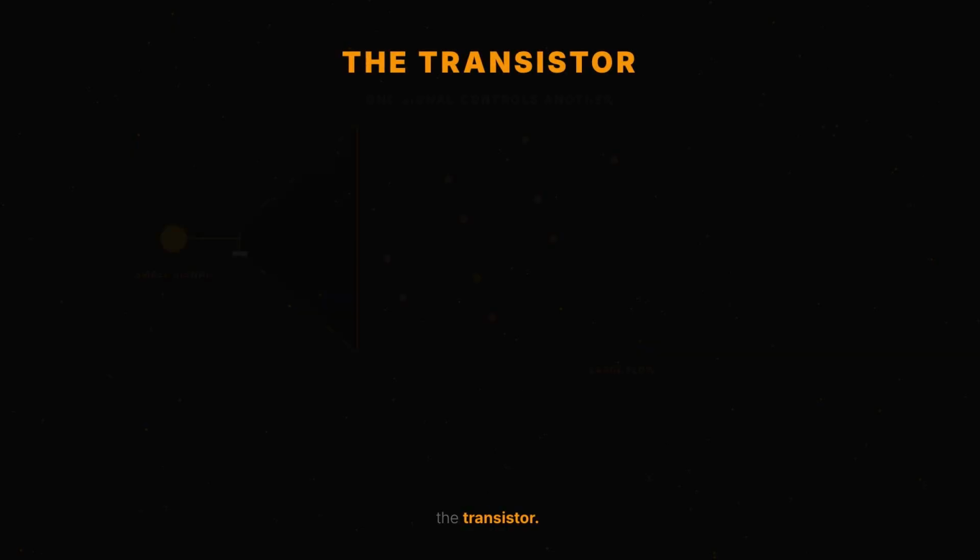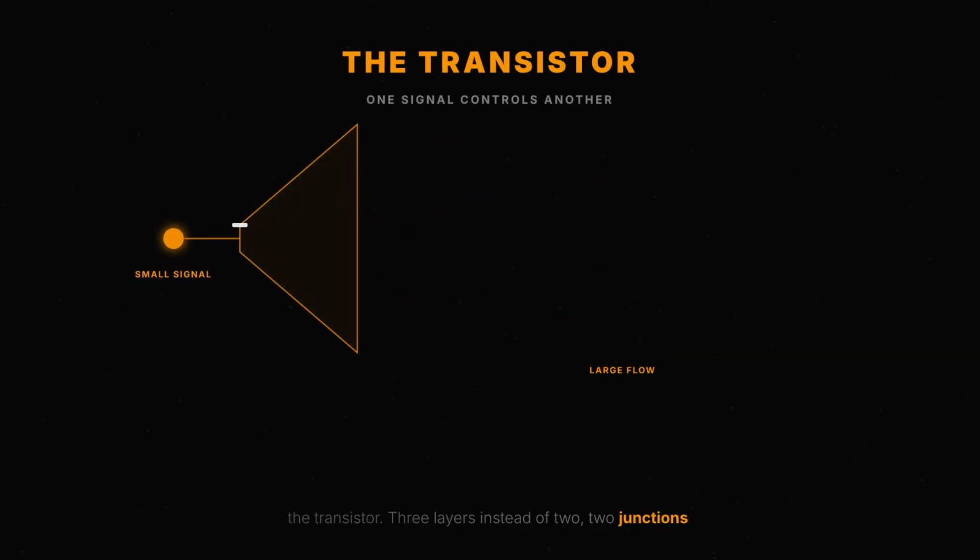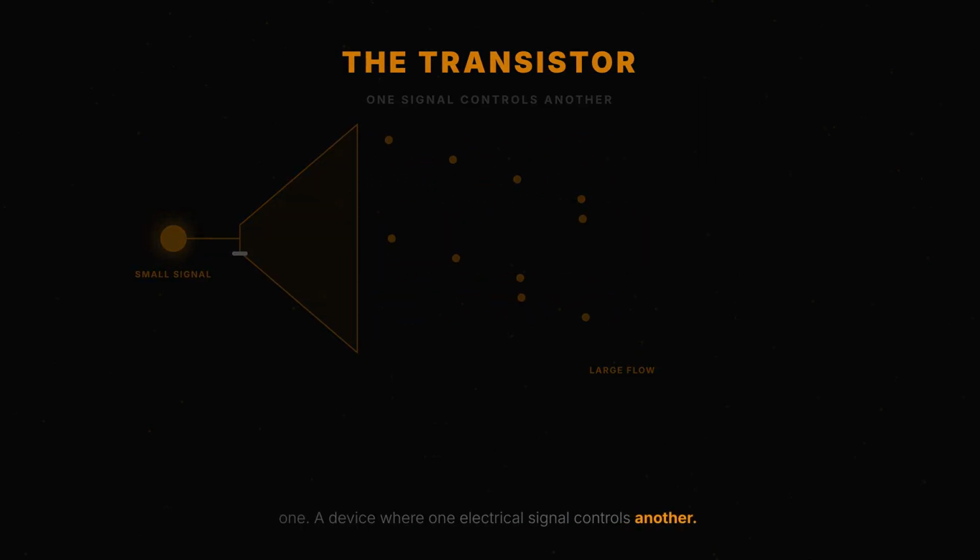The transistor. 3 layers instead of 2, 2 junctions instead of 1. A device where one electrical signal controls another. We spent the last episode getting here.